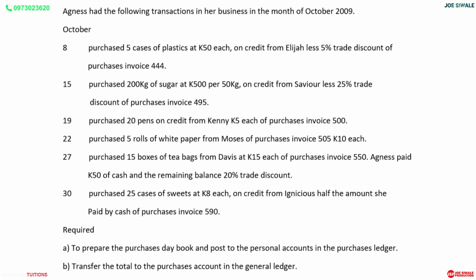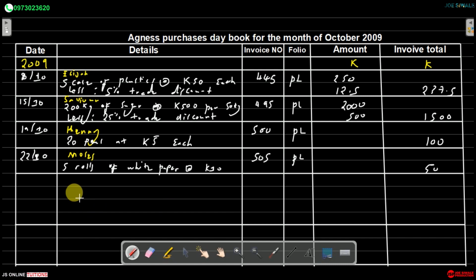So let us record that. That occurred on the 27th of October. The first thing that we're going to do is to write down the name of the supplier. So we know that's Davis.